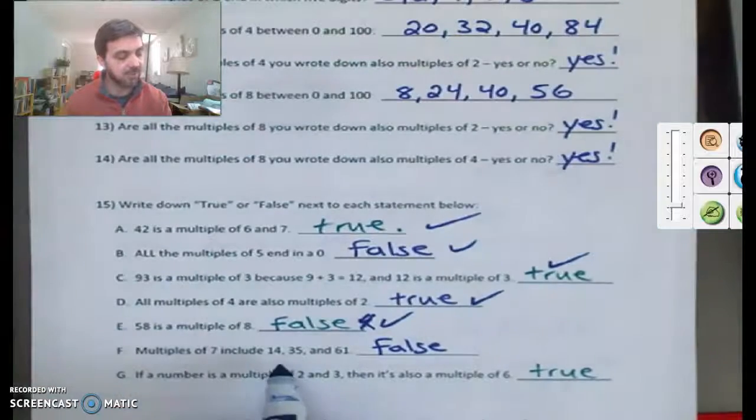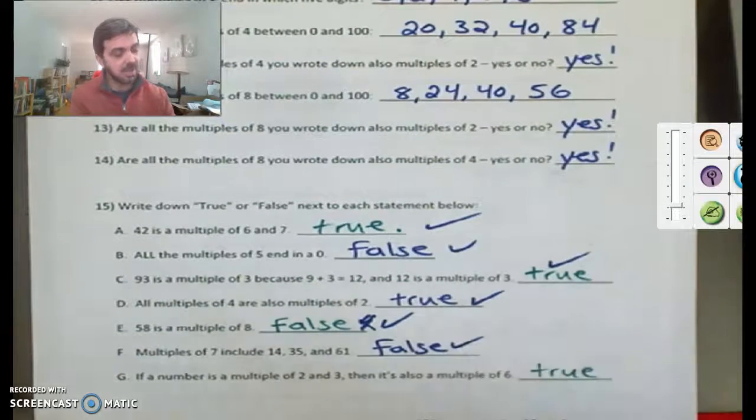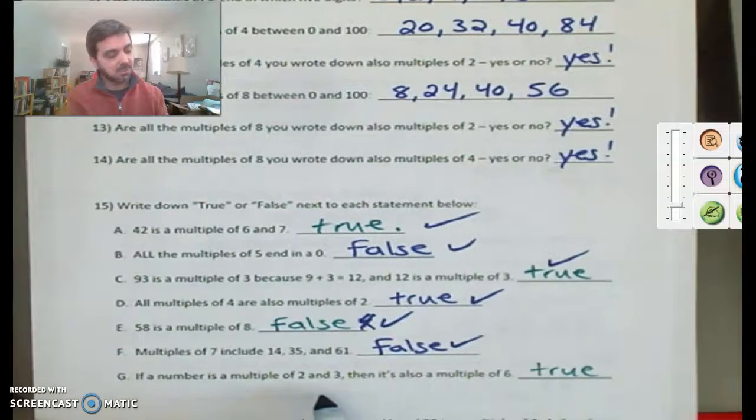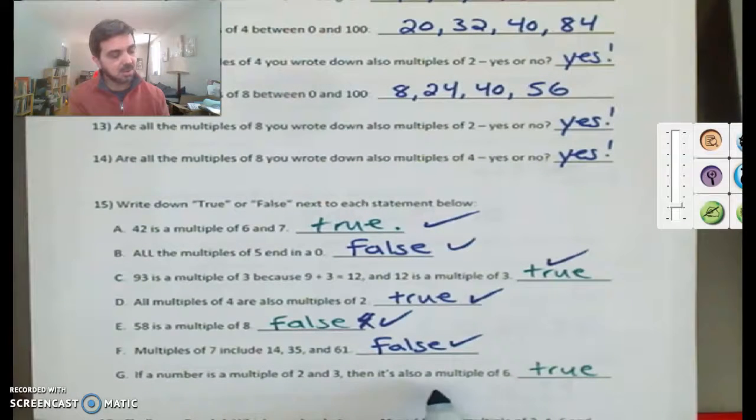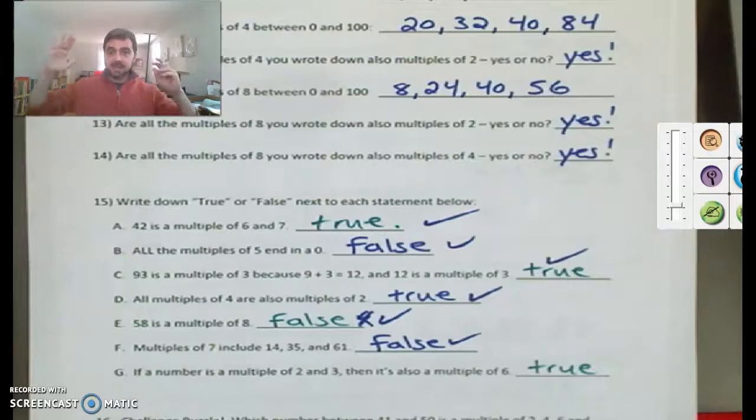Multiples of 7 include 14, yes. 35, yes. And 61, no. 61 is not a multiple of 7. 9 times 7 would give you 63, so that is false. And if a number is a multiple of 2 and 3, then it's also a multiple of 6. That's true. If it's an even number and it's a multiple of 3, it is automatically a multiple of 6.